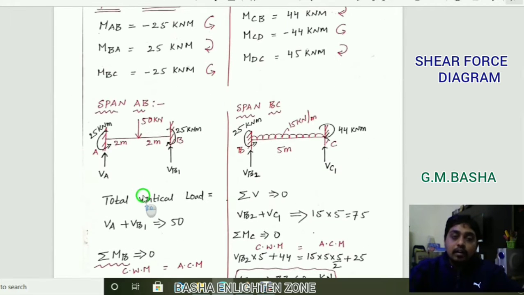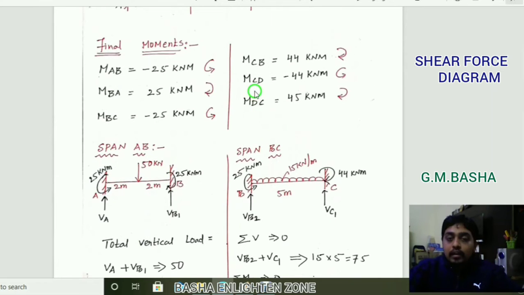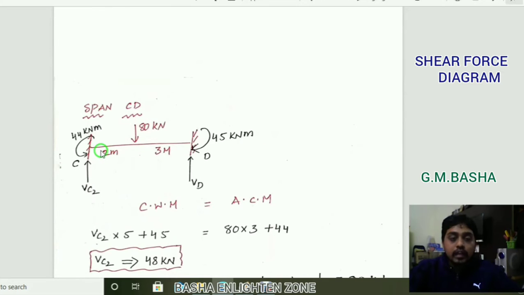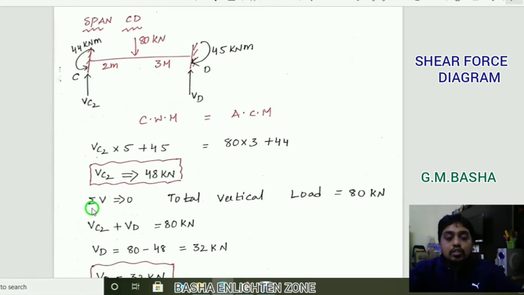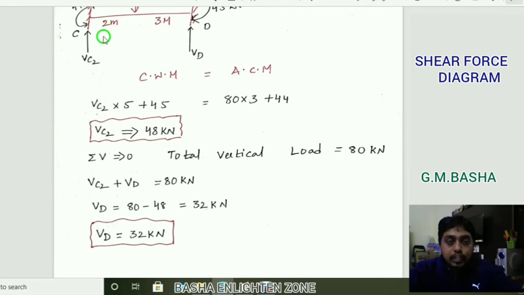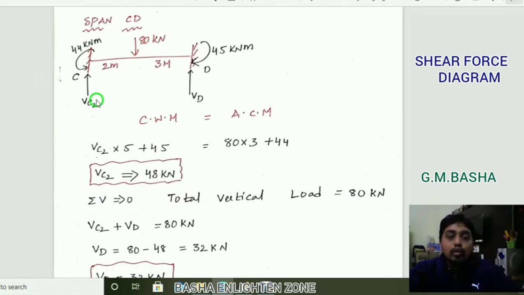Here, as with these two, I am applying MCD is minus 44, MDC is 45 kilonewton meter. So see here, which is anti-clockwise at C and clockwise at D. So apply the same procedure. See here, total sigma V equal to 0, total vertical loads acting on the span. In the next step, VC2 plus VD equal to 80 kilonewton. Upward reactions equal to downward load. So I am taking this equation. Then go for clockwise moments and anti-clockwise moments.